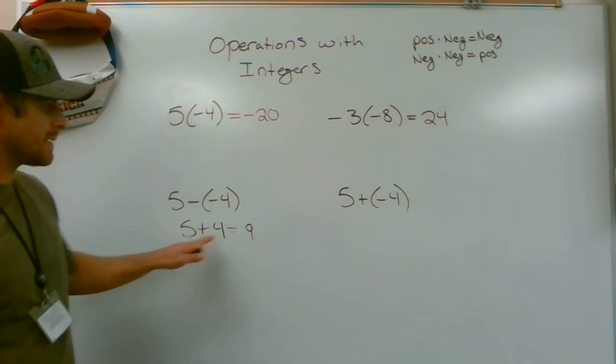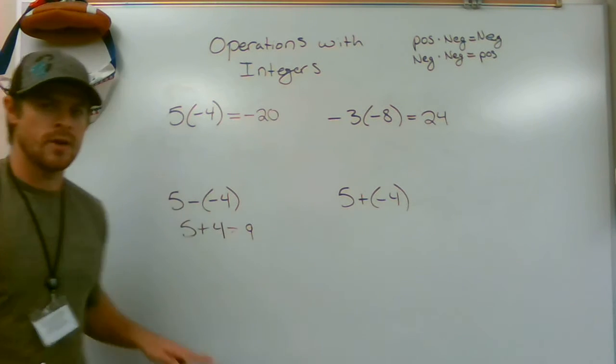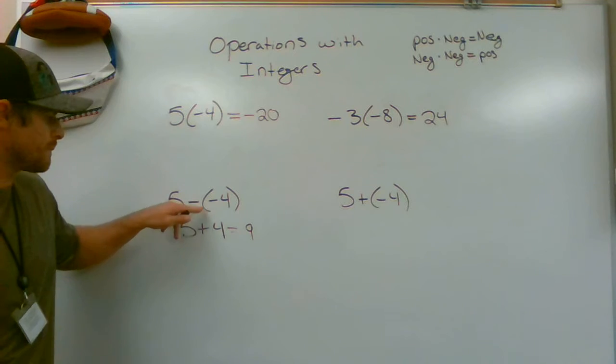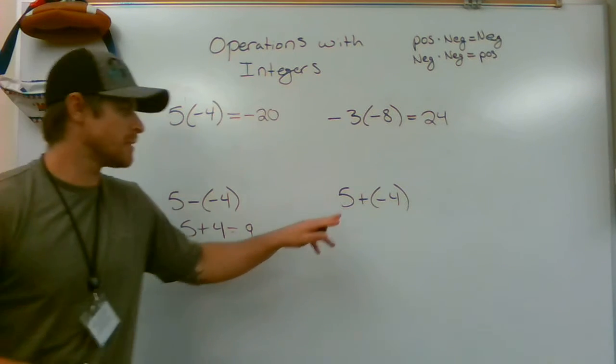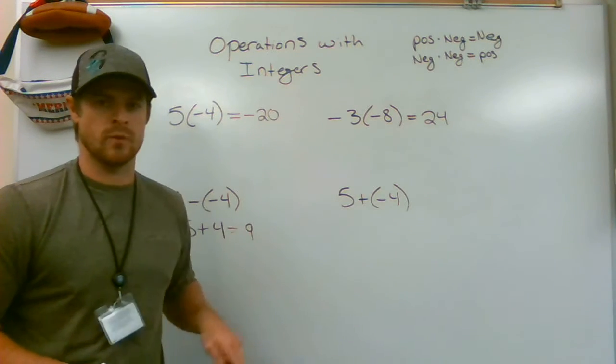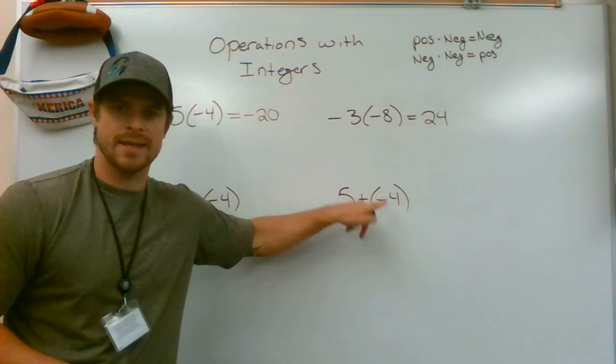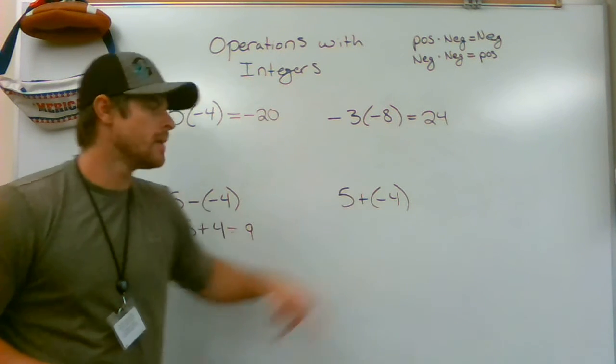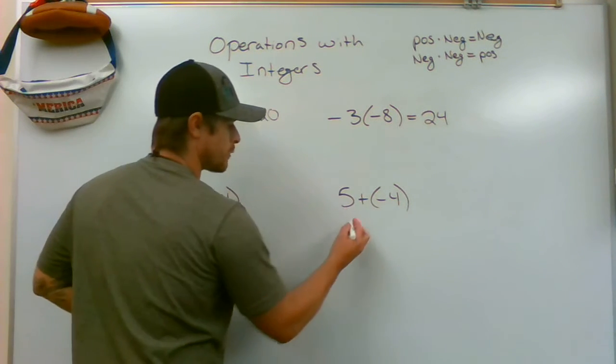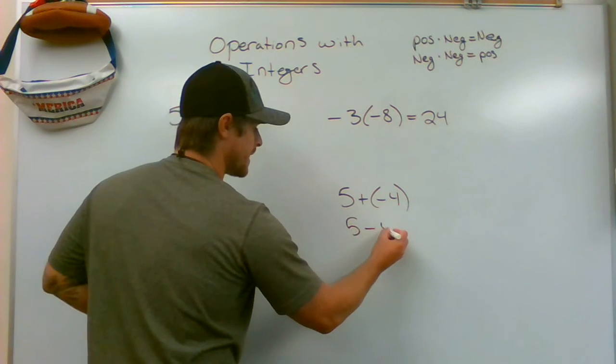Now, if I take this similar looking problem over here, where before they asked 5 minus -4, here they're saying 5 plus -4. I'm adding a value that's negative. I'm adding a value that's dropping it. Okay, so 5 plus -4 is really a subtraction problem, 5 minus 4.